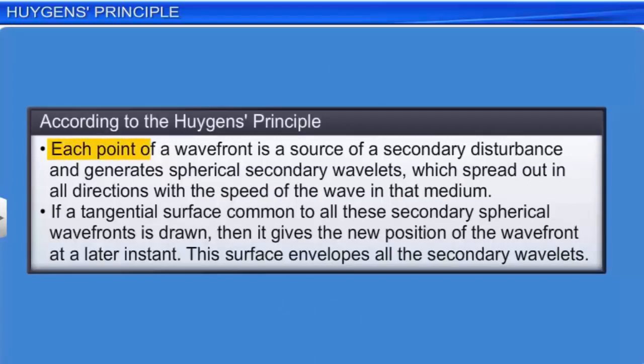each point of a wavefront is a source of a secondary disturbance and generates spherical secondary wavelets, which spread out in all directions with the speed of the wave in that medium. If a tangential surface common to all these secondary spherical wavefronts is drawn, then it gives the new position of the wavefront at a later instant. This surface envelopes all the secondary wavelets.